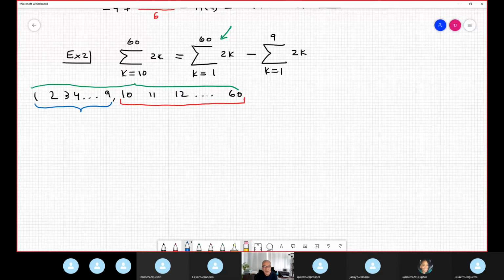Now ready to apply our famous formula. Well, first of all, I understand that this 2 is a constant, so I factor it out outside the summation symbol. Now I compute separately this and this.